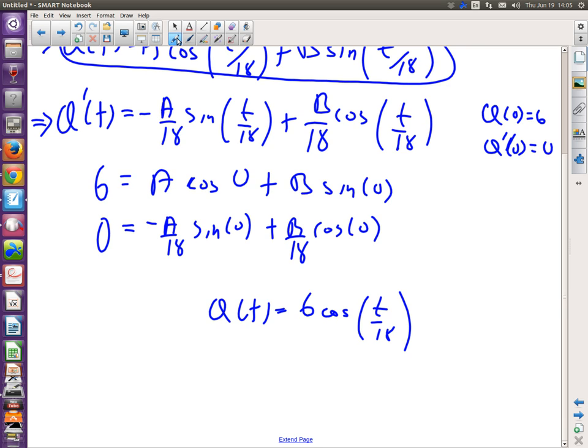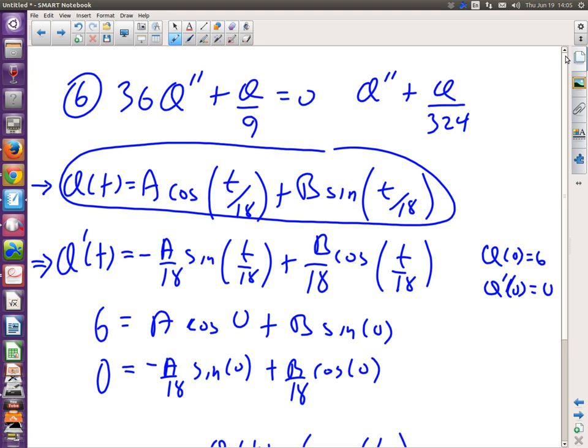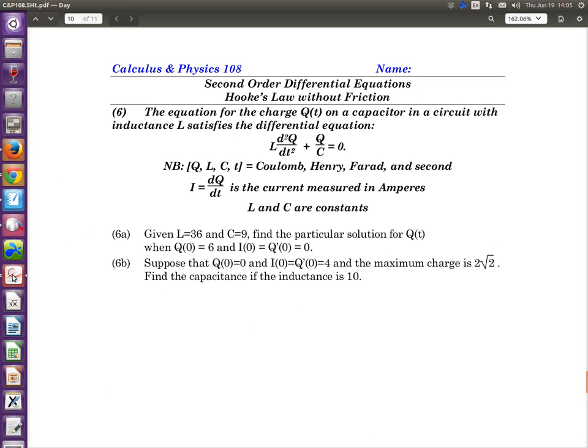All right, let's do part B. That was 6A. Might as well label that. 6A. Okay, so 6B. Now, what's B say?